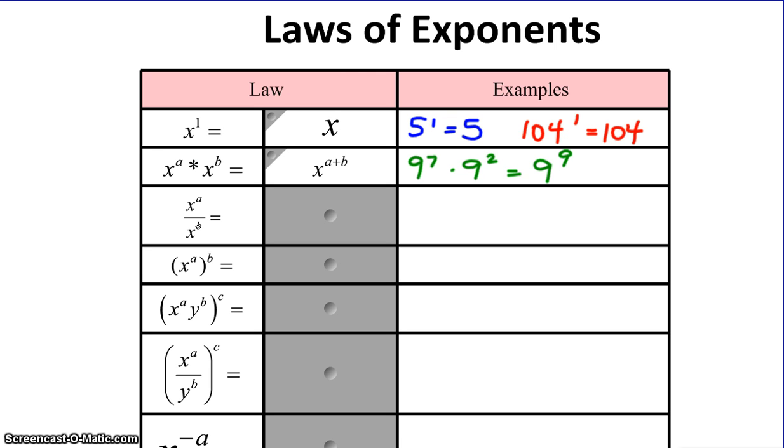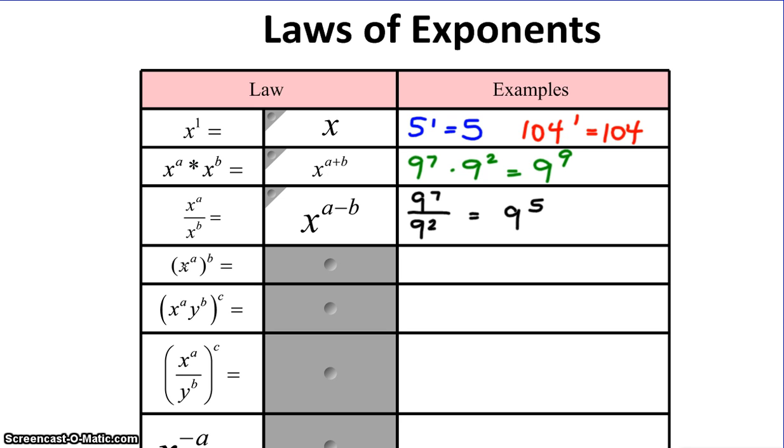Now if I were to look at the same problem over here, x to the a divided by x to the b, it's the same problem, same base. This time instead of multiplying, I'm dividing. So what you would do is you would subtract the exponents. If I were to take a look at the same problem, 9 to the 7 over 9 to the 2nd, this time instead of adding the exponents, I would subtract them. 7 minus 2 is 5. So that would be 9 to the 5th power.